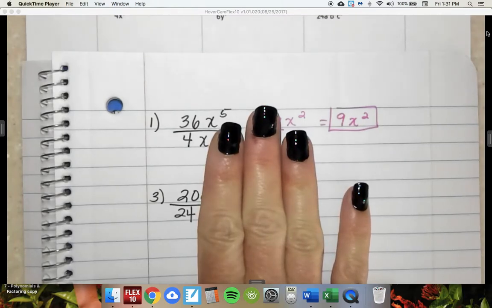Can you divide a 20 and a 24 by anything? Can you make them smaller? In other words, can you simplify that? Sure. You sure can.